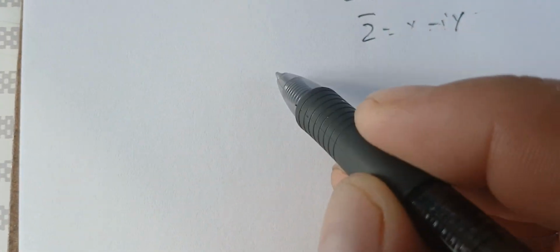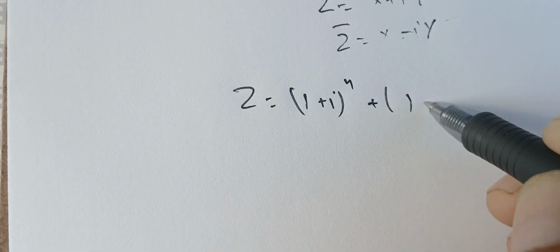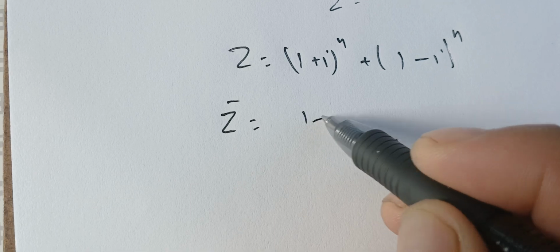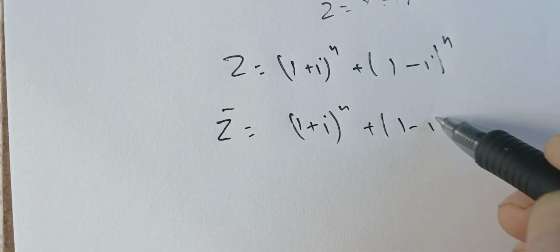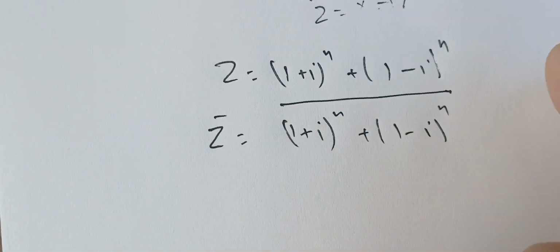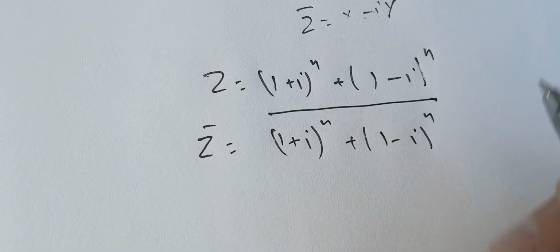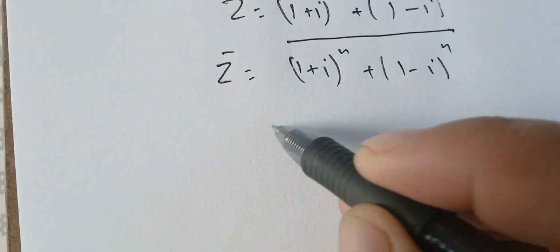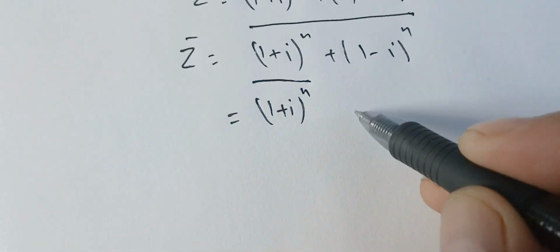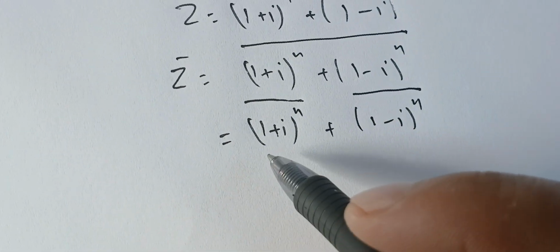So here we have z is (1 + i)^n + (1 - i)^n. The conjugate of z is the conjugate of everything: (1 + i)^n + (1 - i)^n. The conjugate of the sum is the sum of the conjugates, and we're going to use that. So we have the conjugate of (1 + i)^n plus the conjugate of (1 - i)^n.